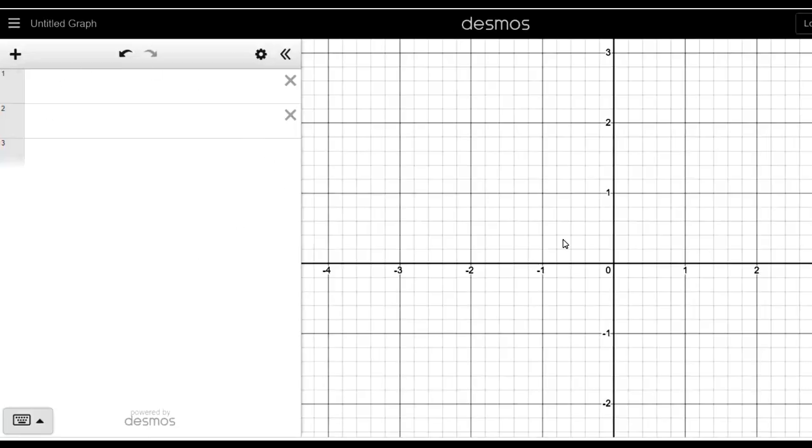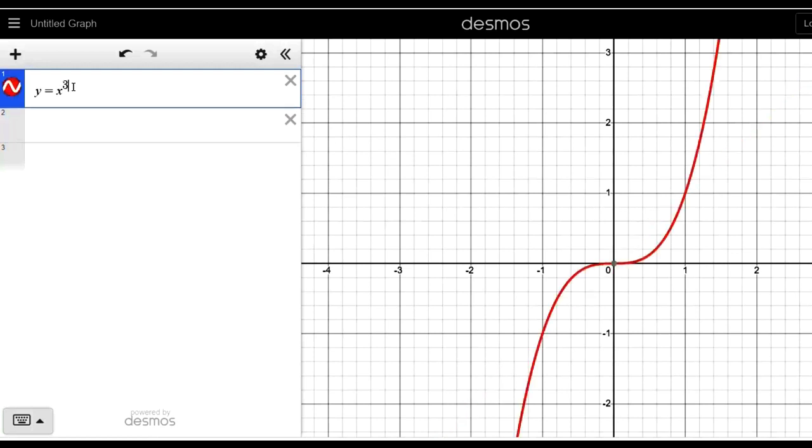Okay, so here I am on my Desmos screen, and I'm just going to put in that very basic mother function here, and that's y equals x to the third power.